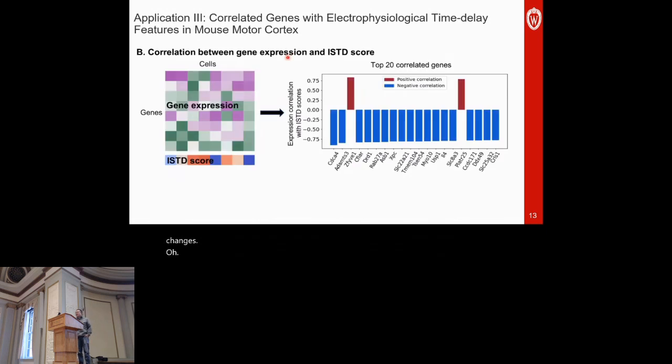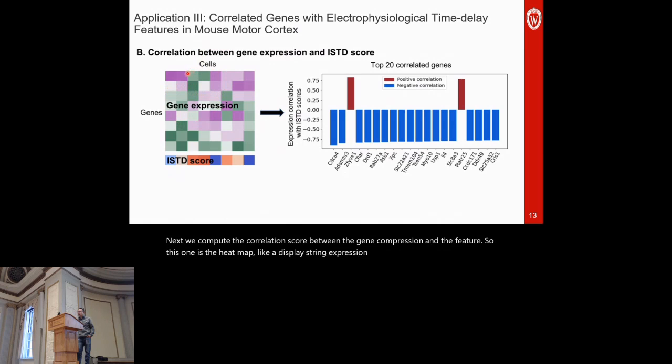Next, we compute the correlation score between the gene expression and the time delay feature. This is the heat map, which displays gene expression across different cells. One column is for one cell, and the gene expression is a vector for this cell. Remember, we computed a time delay feature score for this cell, so we can correlate each gene expression with this feature across all the cells.